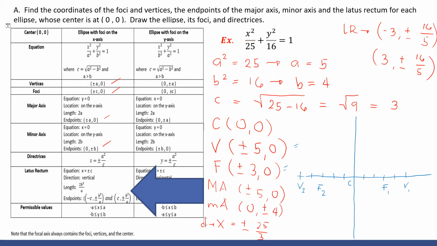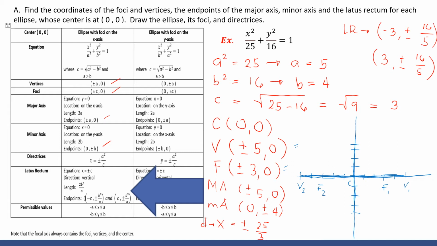And for the coordinates of the major axis, we have plus minus 5, 0. And for the coordinates of the minor axis, we have 0 plus minus 4. From the origin, taas ka ng 4. 1, 2, 3, 4. At saka bumaba ka ng 4 from the origin. 1, 2, 3, 4. And this segment, ito yung y-axis, along y-axis, siya naman yung ating minor axis.